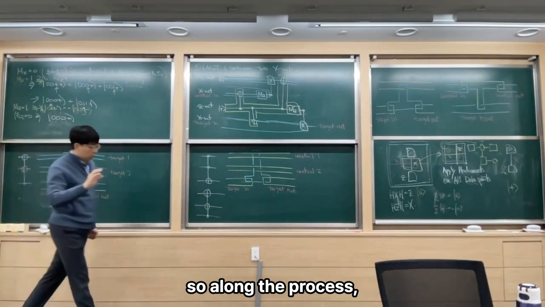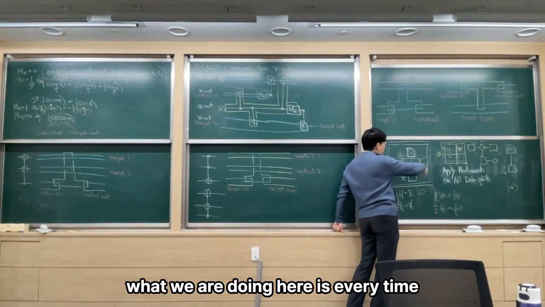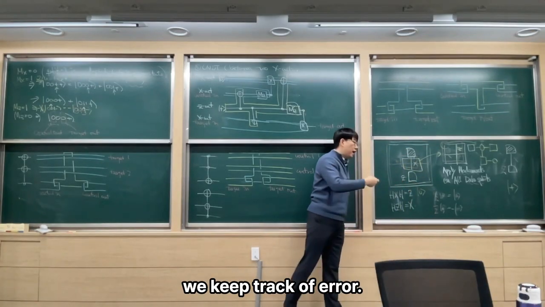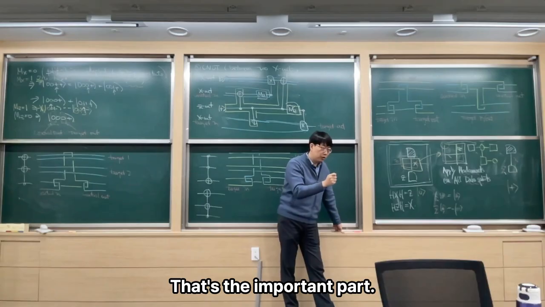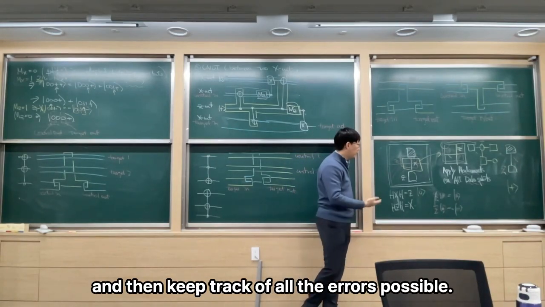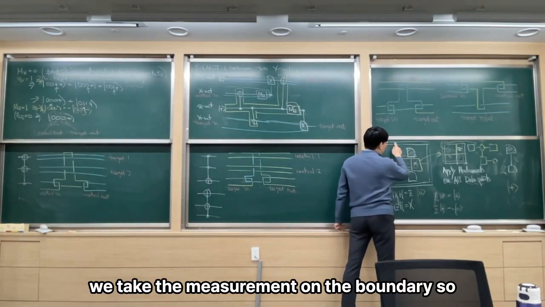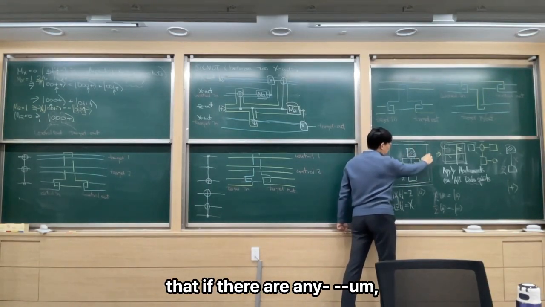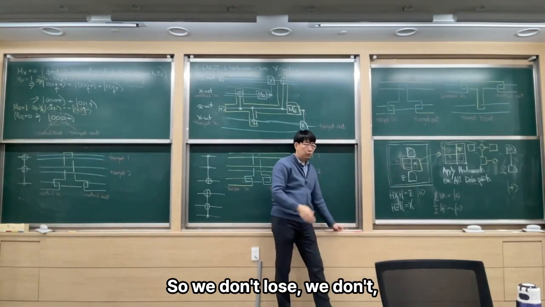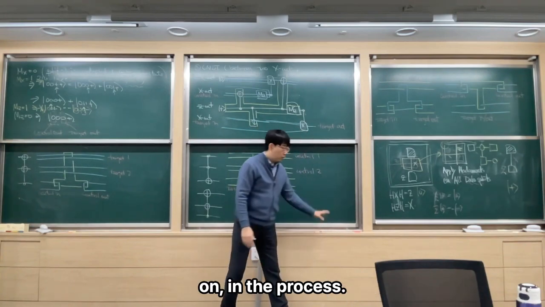So by the way, along the process, what we are doing here is every time we do anything on any data or stabilizer qubit, we keep track of errors. That's the important part. We take the cycle of surface code and keep track of all the errors possible. Even when we turn off the stabilizer to make an island, we take the measurement on the boundary so that if there is any error on the data qubit nearby, we keep track of it. So we minimize the loss of information in the process.